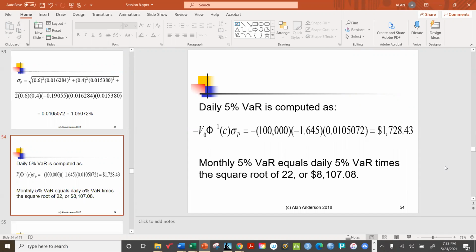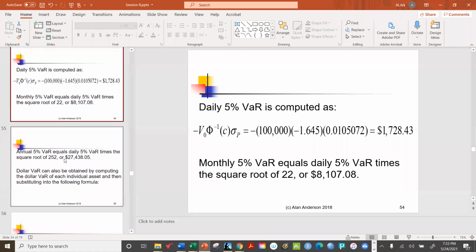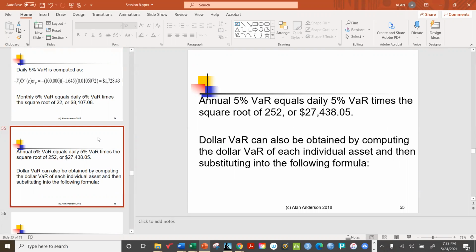If I want to, then I can extend this to monthly by multiplying by the square root of 22, which brings me up to about $8,100. And then to make this an annual number, I multiply the daily by the square root of 252, and I come up with approximately $27,000, which sounds like a lot, but remember that's for the full year.